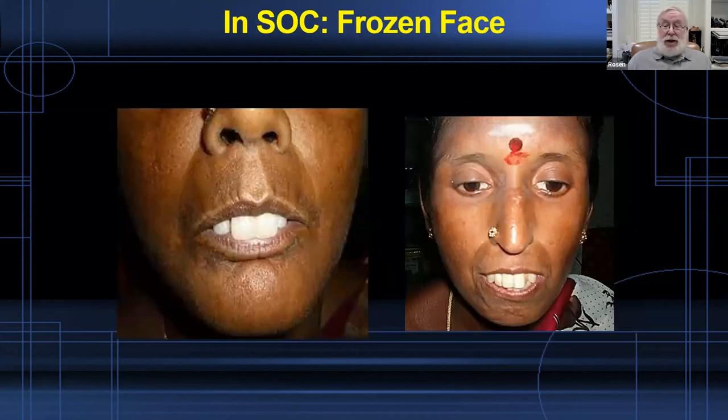Ultimately, systemic scleroderma leads to this kind of frozen face. That's a Black patient and an Indian patient with scleroderma. Look how much similar they are, because that's what happens. You can't smile. It's difficult to move your lips. You have kind of a frozen look. Oh, and by the way, your wrinkles kind of disappear, but that's not a good trade-off.